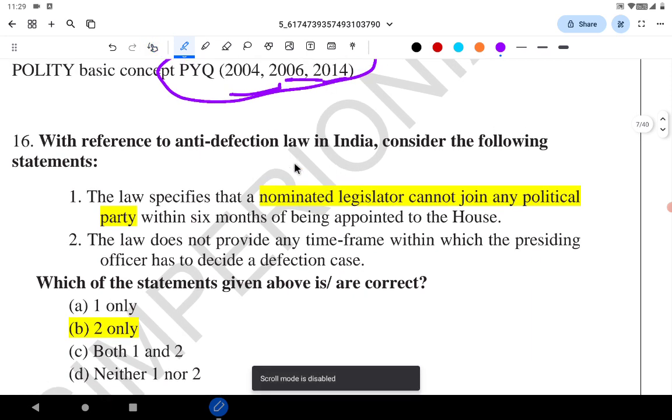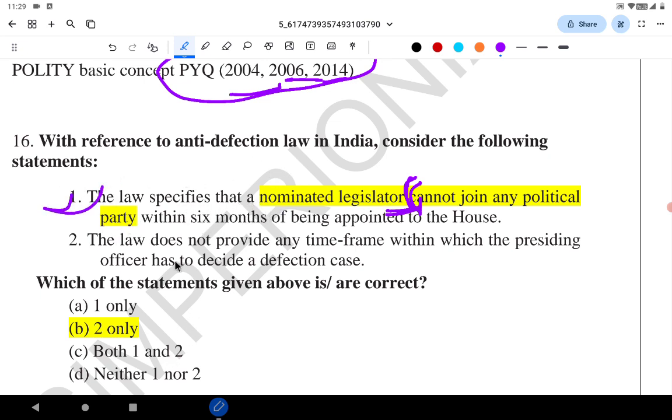With reference to the anti-defection law in India, consider the following. The law specifies that a nominated legislator cannot join any political party within 6 months of being appointed. He can join. See, again, this extreme word, "cannot join", you need to be a little careful. He can join within 6 months, but after 6 months he cannot join. So this is a wrong statement. The law does not provide any time frame within which the presiding officer has to decide a defection. Correct. There is no time frame. That's why you see the speakers not deciding on the case.